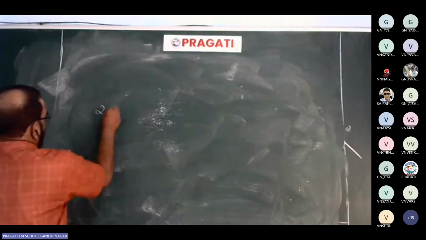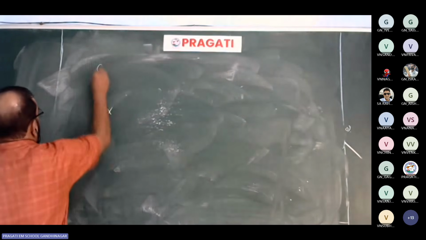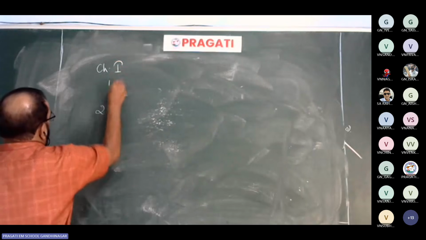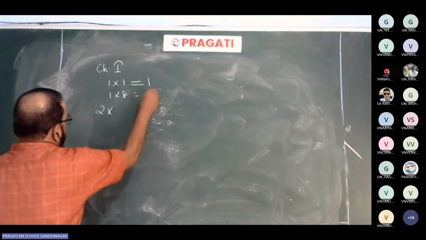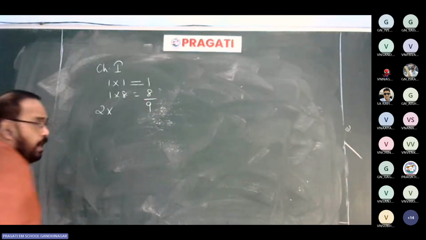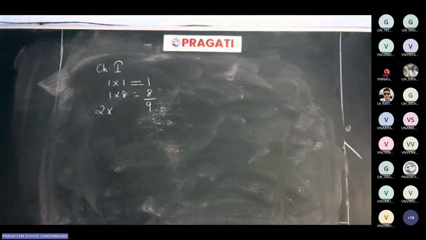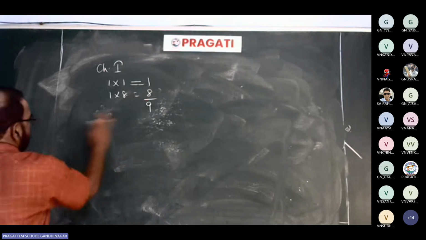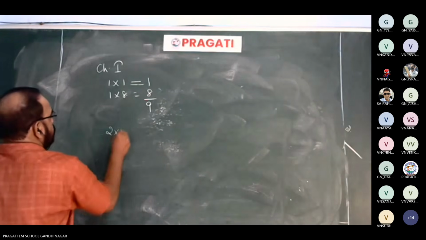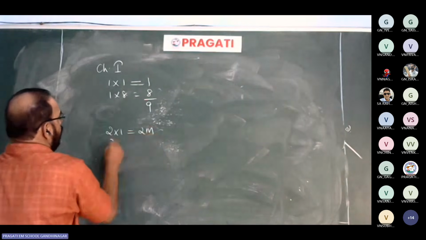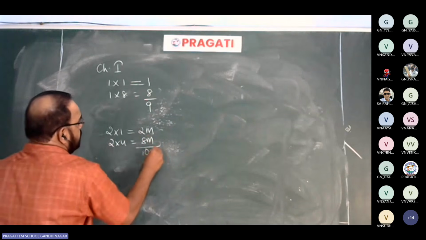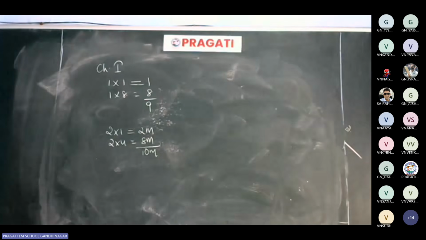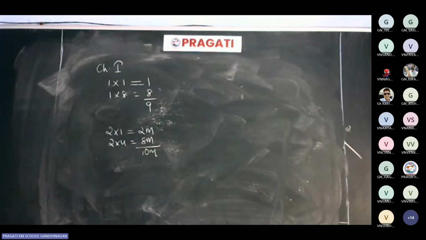In chapter 1, 1 mark questions plus 1 8 mark question, totally 9 marks. And coming to the second chapter, that is acid and base, there are 2 1 mark questions and 2 4 mark questions, totally 10 marks from this. So there are marks from this chapter 1 and chapter 2.